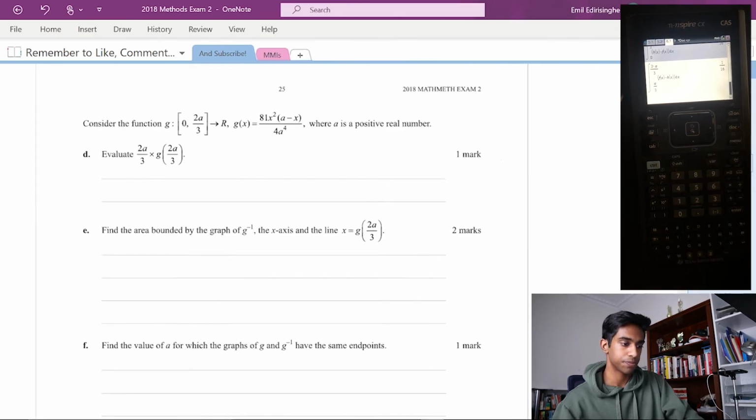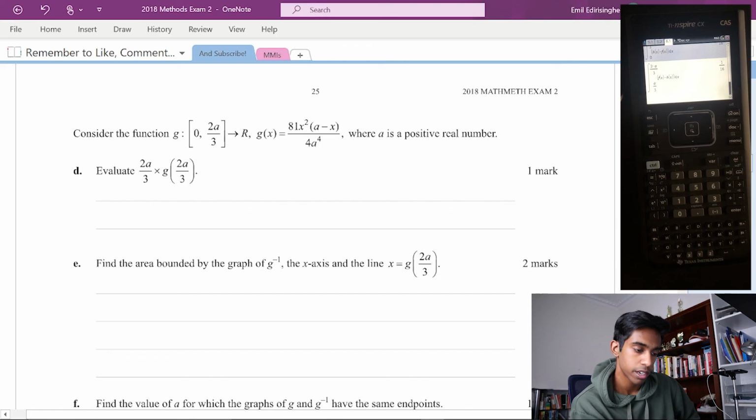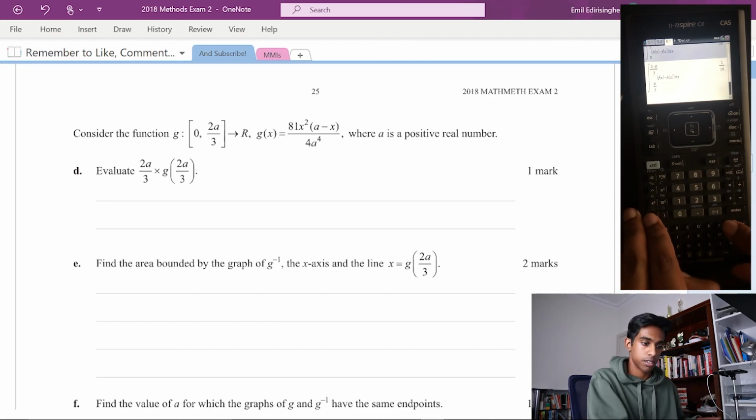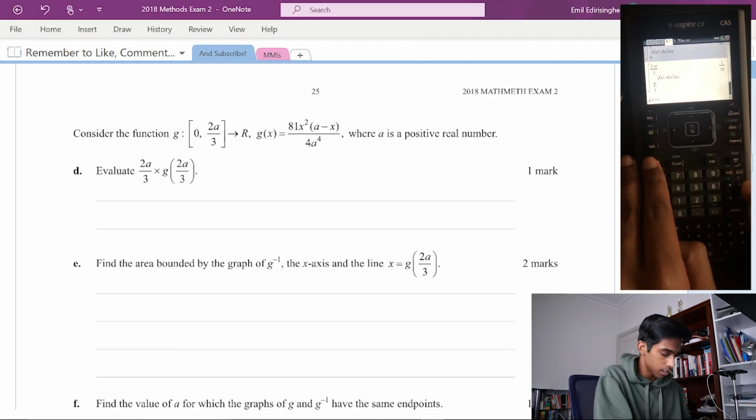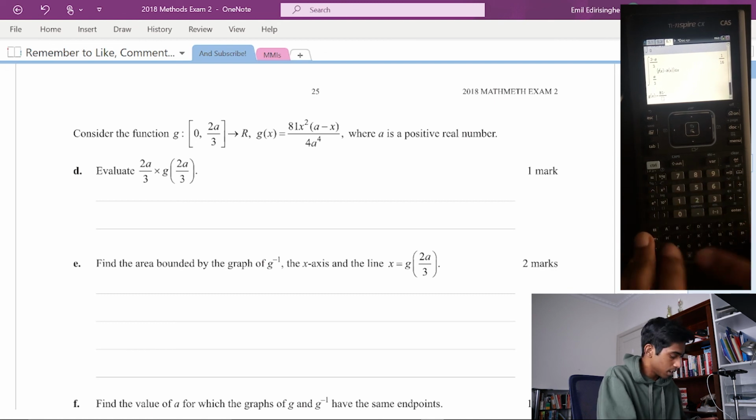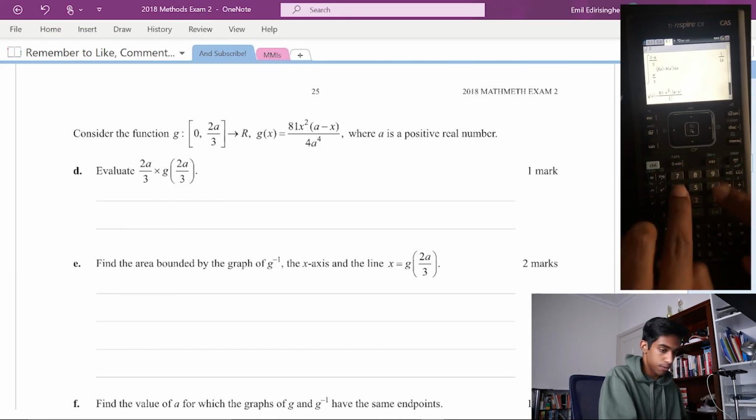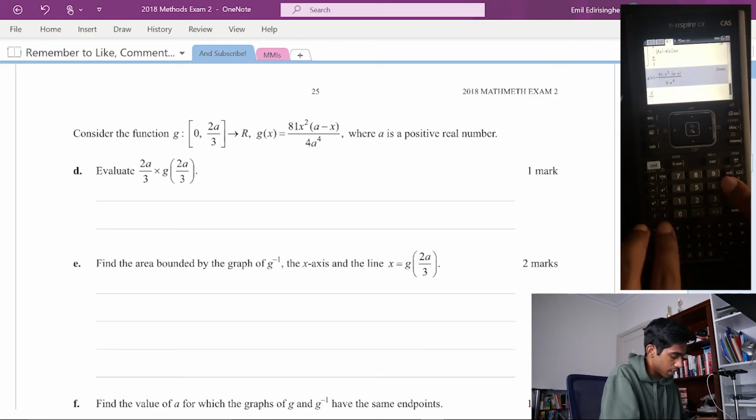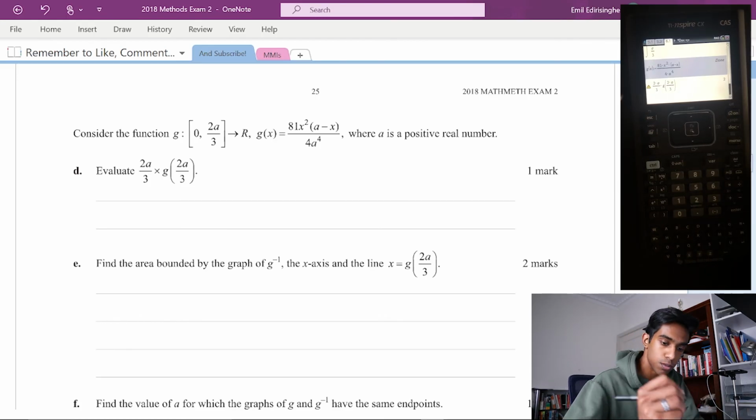a new function g, 0 to 2a on 3, which is the last intersection, and where g is exactly the same as a was. So I'm going to define g on my CAS. So we've got 81 times x squared times a minus x on 4 times a to the power of 4. Now we're just going to do 2 times a on 3 times g of 2 times a on 3. And that gives us 2.